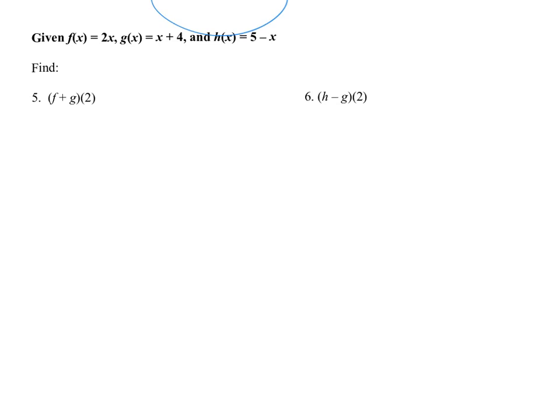So, in this case, it is telling me to plug in 2, right? Whatever I see in this parentheses after is what I'm going to plug in. So what we did on our last lesson was function operations, right?